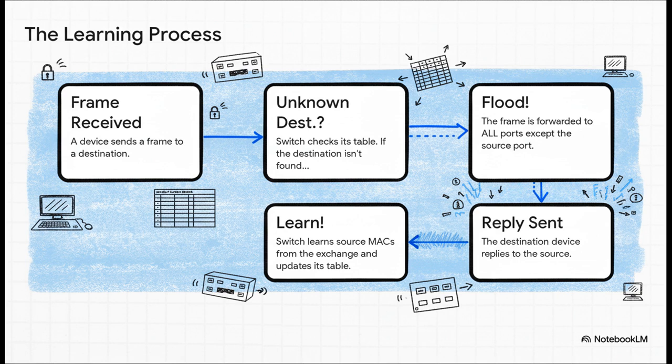Then, the correct device gets the message and sends a reply. Now here's the magic moment. When that reply comes back, the switch is listening. It looks at the source of that reply and it immediately makes a note. Okay, that device is on that port. It does the same thing for the original sender. Just from that one conversation, the switch has already started building its directory. Next time, it won't have to shout.